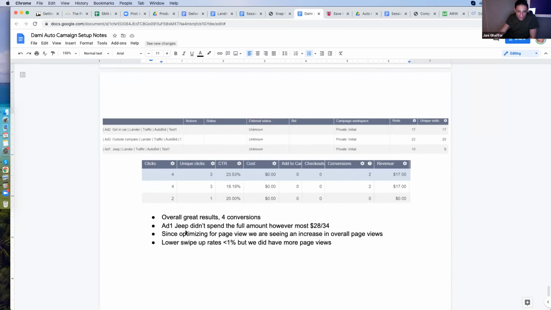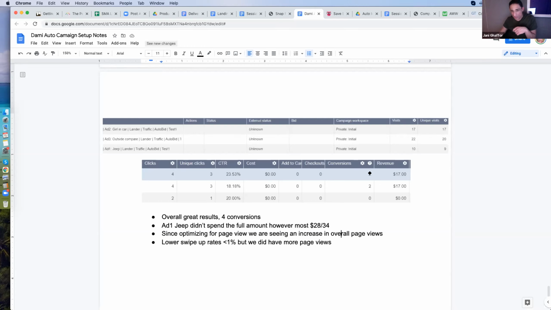Since optimizing for page view, we're seeing an increase in overall page views. Yes, lower swipe up rate, but we did have more page views. At this point, we're still not too worried about the swipe up rate, because we just want to optimize the landing page view ratio and the click-through rate. Now we see that the offer's converting, almost 2 out of 3 people are converting, which is really high. So the offer converts. We don't have to worry about that at the moment.